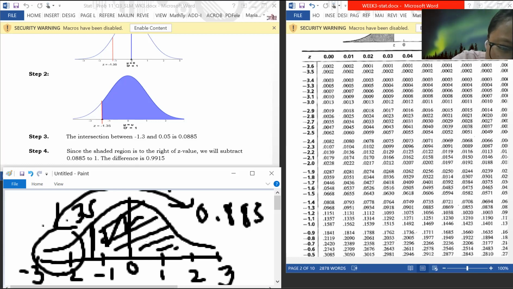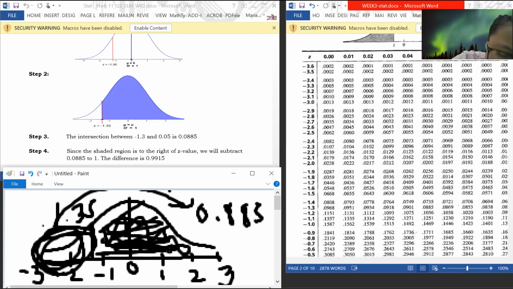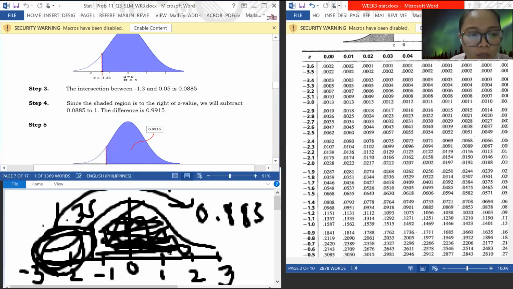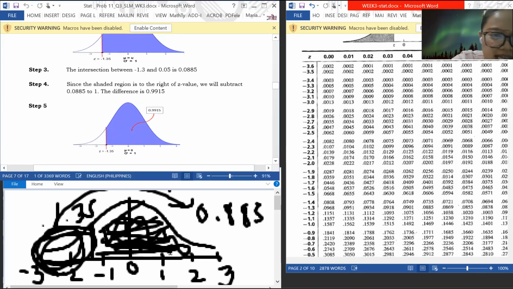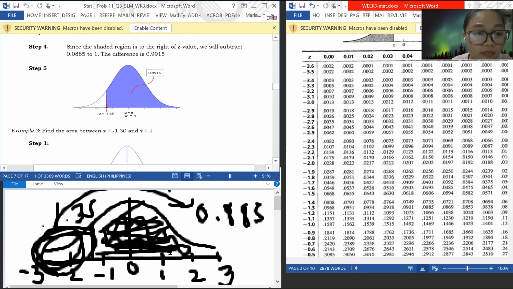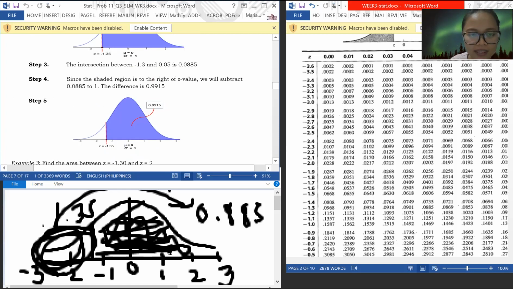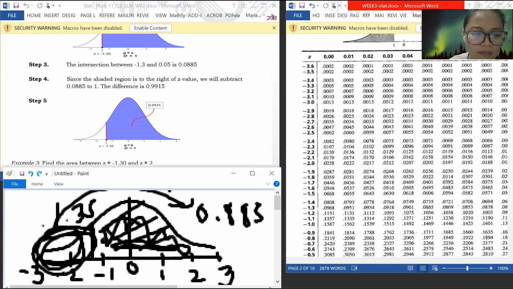So para makuha na to ni nga region, very simple. 1 minus kani. 1 kuhaan ani, mauna ni ang resulta dere. So 1 minus 0.885, the difference is 0.9915. So muna na siya answer. So the answer is 0.9915 ang area sa region or 99.15%. Okay ra?